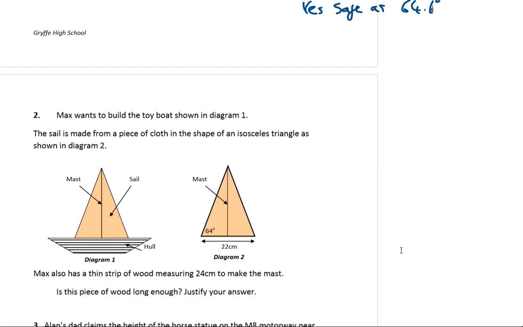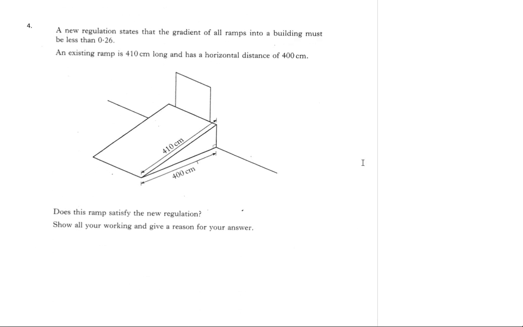Simple. Now, last time I was going to do this question, I didn't, because I thought we could probably use Pythagoras on this. But this is actually a really good opportunity to chat about trig. So, a new regulation states the gradient of all ramps must be less than 0.26, and then it gives us a triangle. Does it satisfy the new regulation? So it's saying that the gradient has to be less than 0.26, and we're given these two lengths.